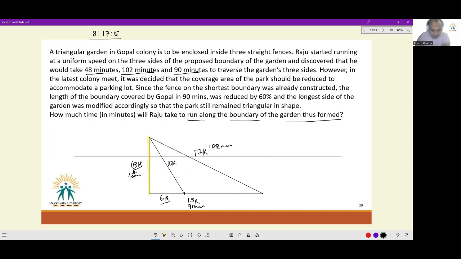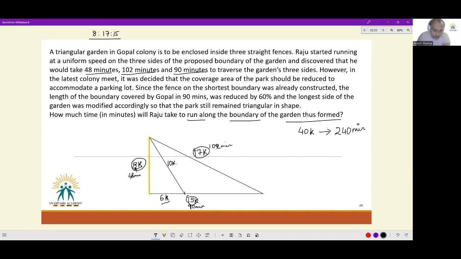Now see, previously it was 8 plus 15, 23, 23 plus 17. Previously he was running 40k. And what total time did it take him? 48 plus 102, 150, and with 90, 240 minutes it took him. Previously, he was running 40k distance, and it took him 240 minutes.